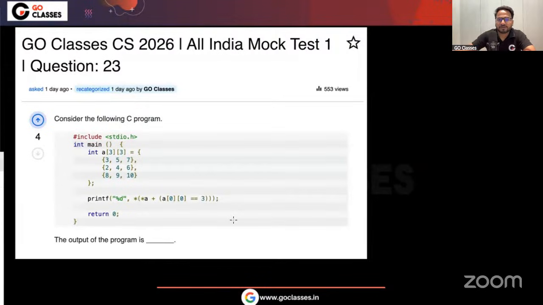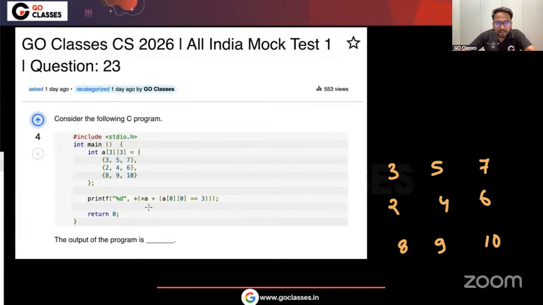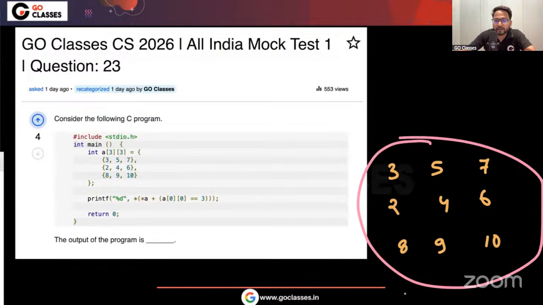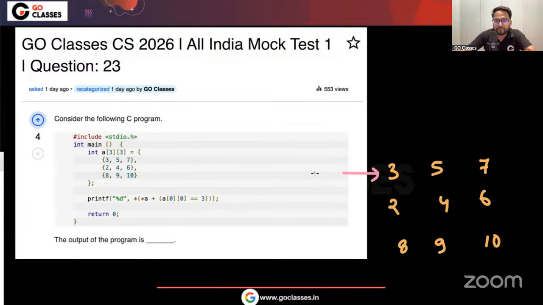Okay, now let's solve this question. In this question, I have taken the 2D array, which is 3, 5, 7, 2, 4, 6, 8, 9, 10. Some 2D array I have taken. And then I'm saying that this is basically star A. See, A is a pointer to the 2D array, but star A will be the pointer to the 1D array. Star A will be basically pointing here. And then A[0] equal to 3, this is true.